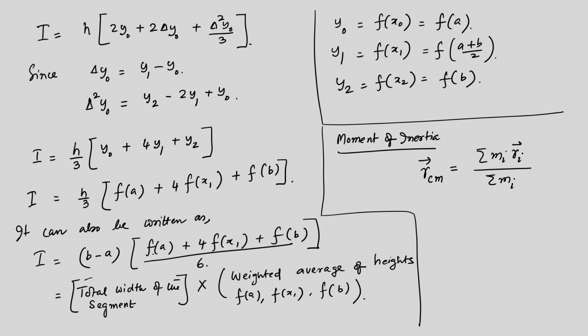We are weighting once the leftmost point, we are weighting once the rightmost point, and we are weighting the middle point, which is the arithmetic mean of the two end points, 4 times. So, that is the height. These heights are on the y scale, so these are the weighted average of the heights. This is the formula which is called the Simpson's 1/3 formula. All right. So, this can be used easily.